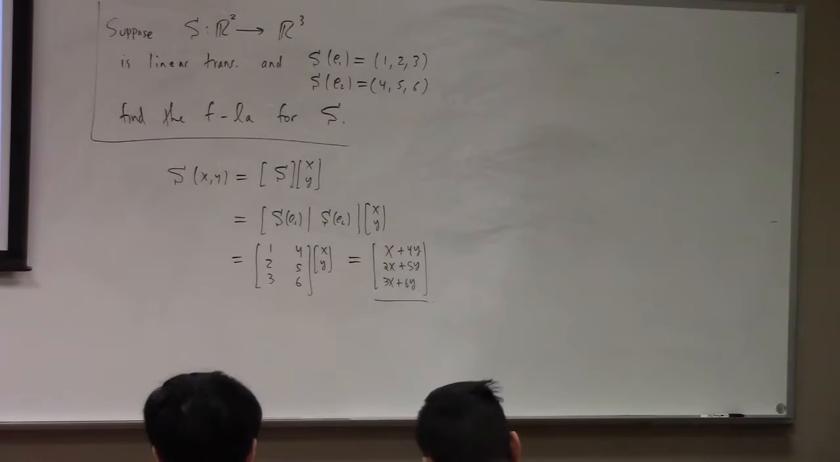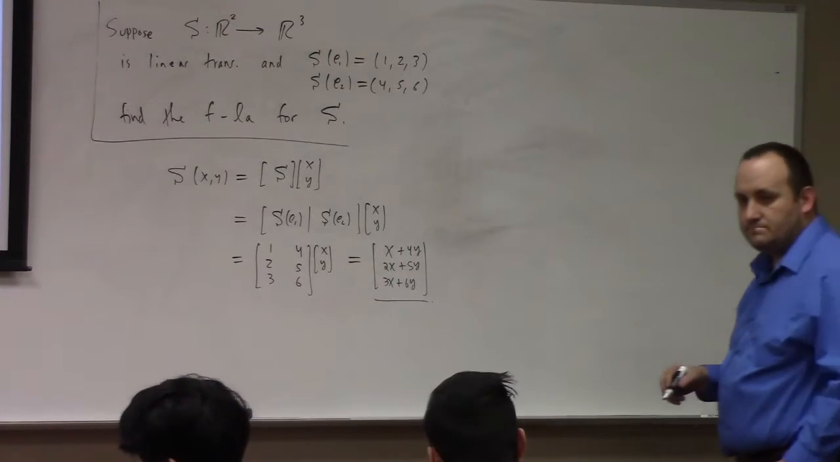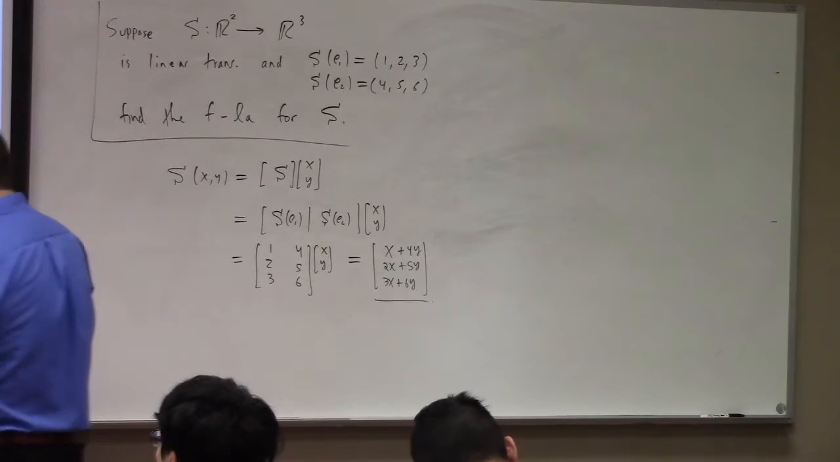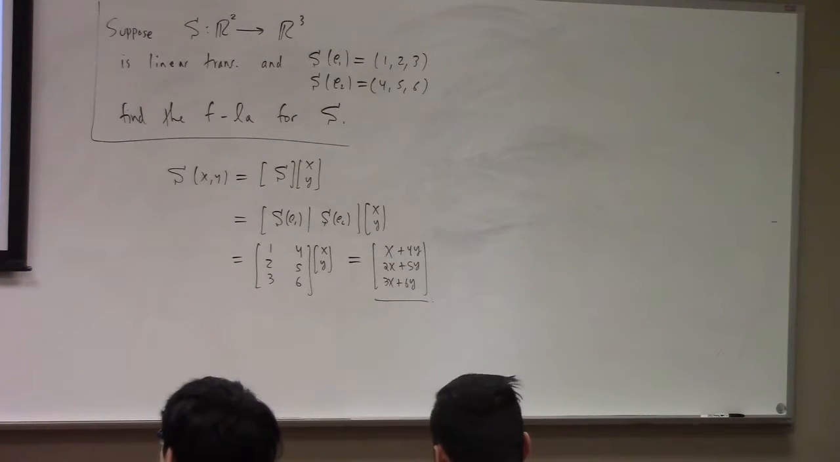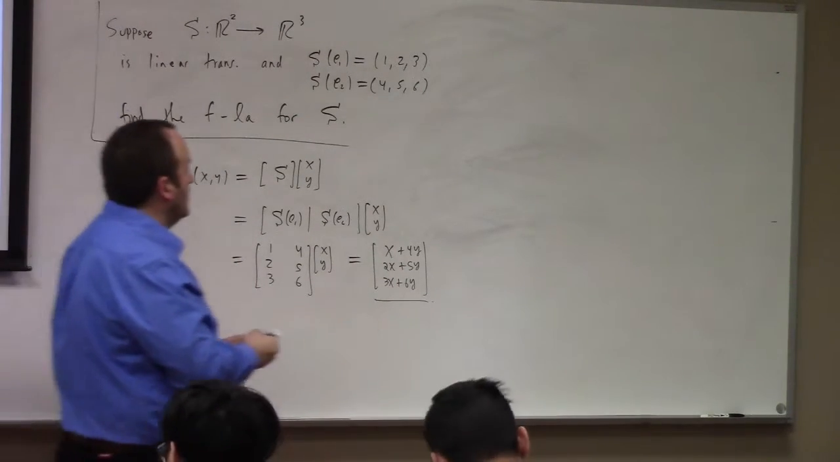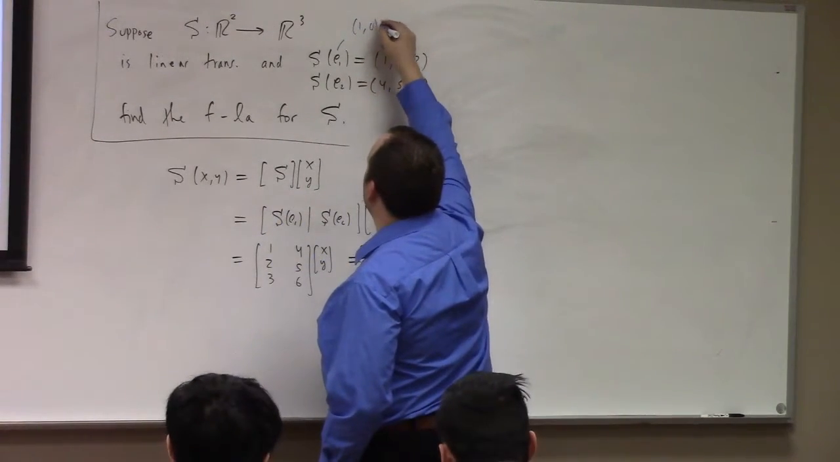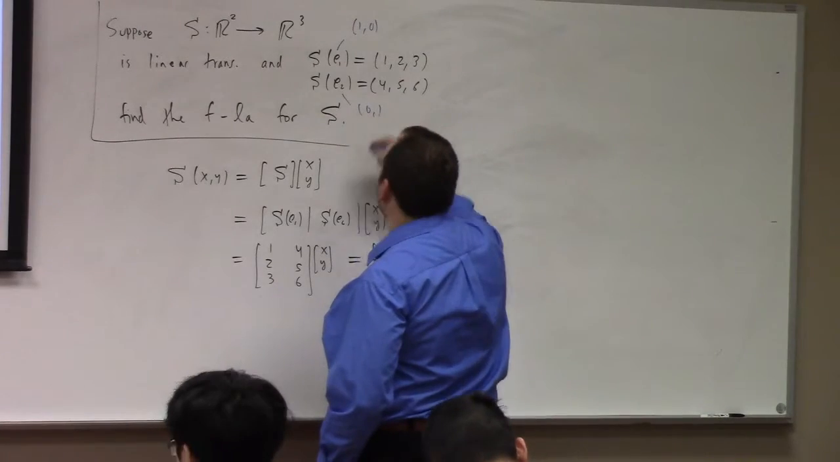There's another way to do it, though. I thought things like E1 and E2 represented like 1, 0, 0, and 0, 1, 0, like that. Yeah. So this is 1, 0, and this is 0, 1.